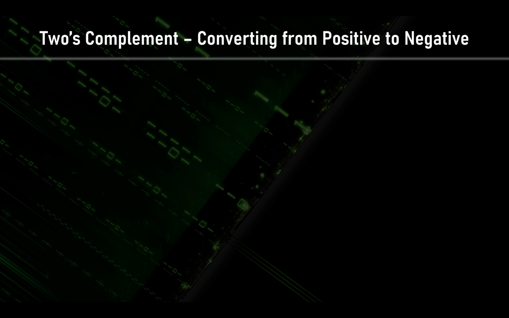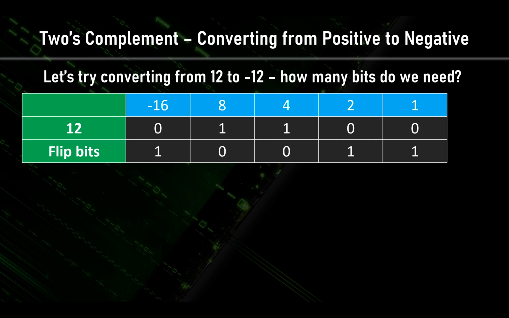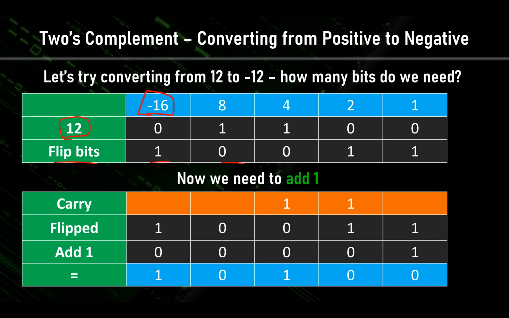Right. So if we look at converting from positive to negative, and I think we've kind of done this. If we want to convert from 12 to -12, of course we're going to need 5 bits because we're going to need this -16. This is going to be the flip the bits and add 1 method. So positive 12 is here, then we flip the bits to get this, and now we need to add 1. This is our 1 here, and then we're just going to add it.